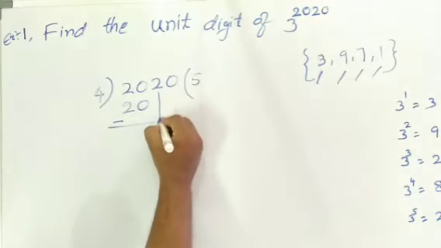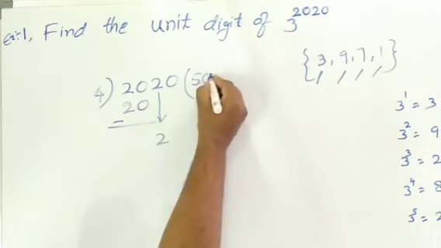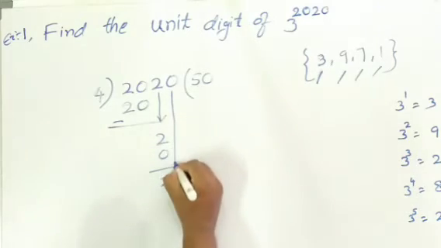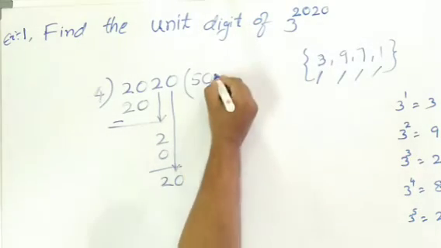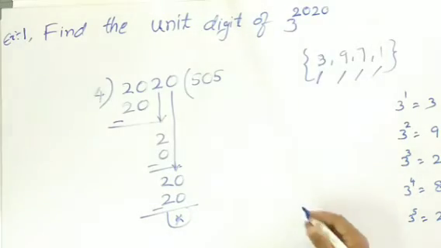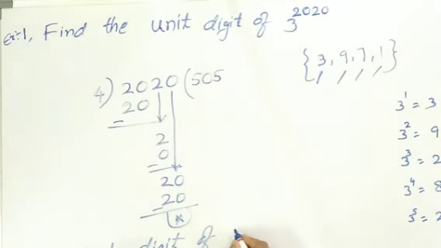So the next one is 2, and the next one is 20. So the answer is 0. The answer is 0 means what number will come? So the unit digit of 3 to the power 2020 is 1.